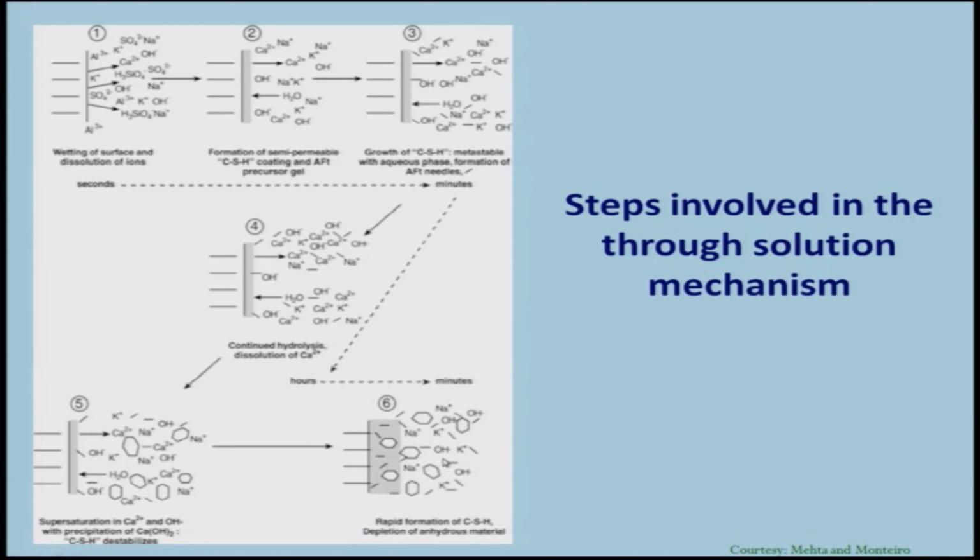And in the sixth stage there is rapid formation of calcium silicate hydrate gel, and there is depletion of anhydrous material. So, what you find is that there are different stages right from 1 to 6, and what is happening within few seconds to within few minutes to within few hours. We will now head on to the topochemical hydration process.